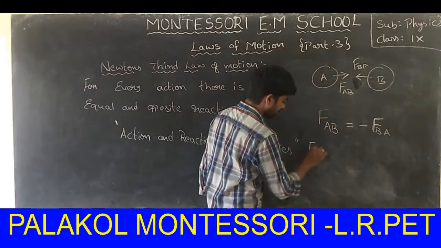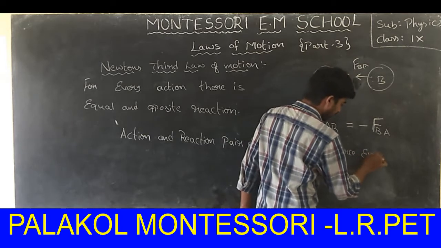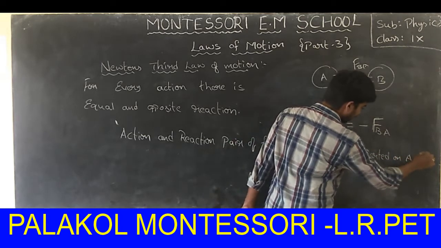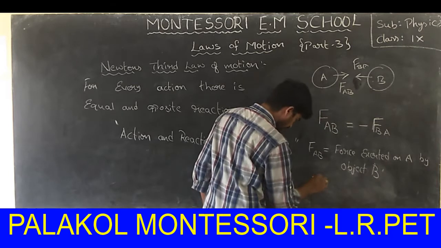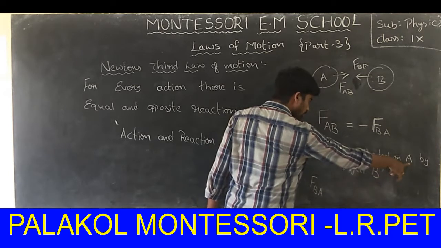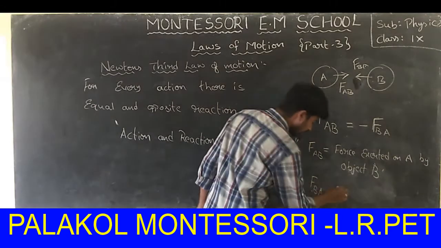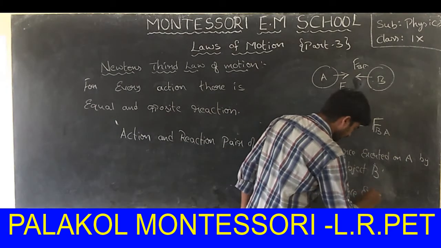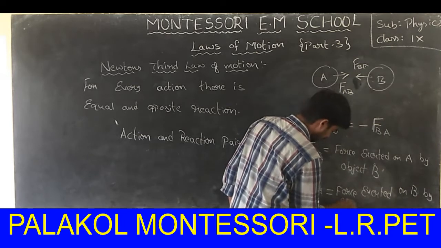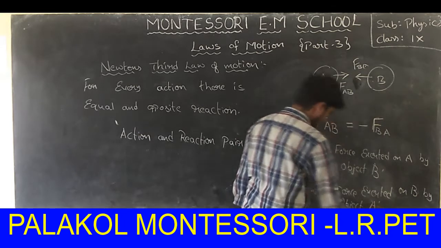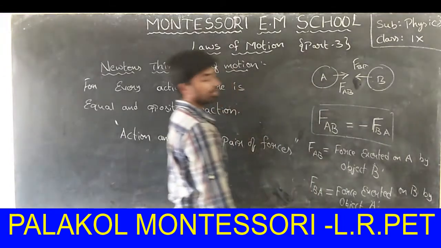What is FAB? FAB is the force exerted on A by object B. What is FBA? If B applies force on object A, then A will also apply an equal and opposite force on the object B. So this is the force exerted on B by object A. This is the equation format for Newton's third law of motion.